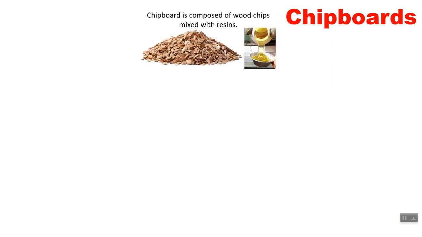So let's move to see some examples of manufactured boards. One example is chipboard. Chipboard is composed of wood chips mixed with resins. Wood chips, we also call them wood flakes. The resins are chemicals mixed with plastic which form a glue, which is mixed with the flakes to form a board. The chipboard is available in different densities: low, medium, and high density.